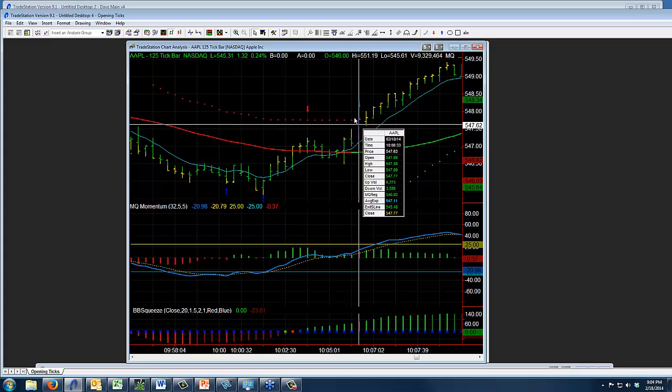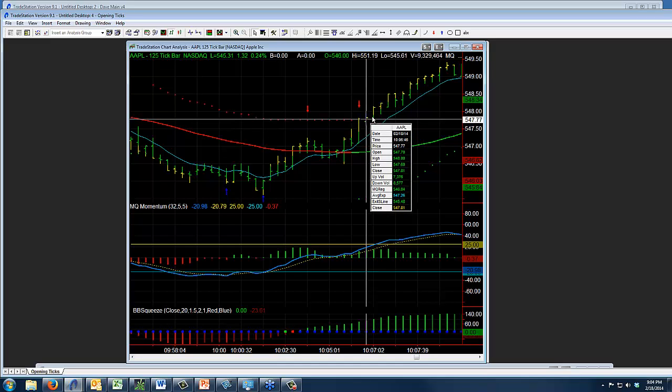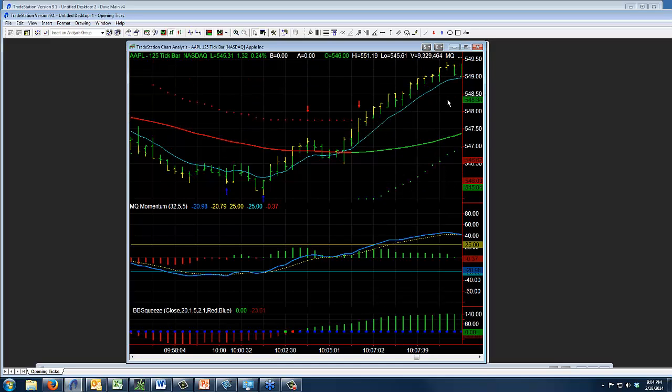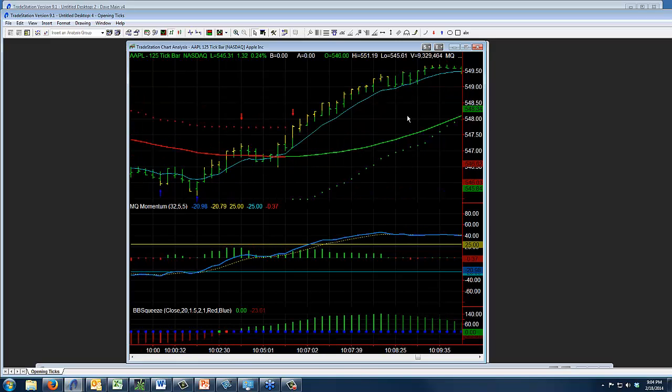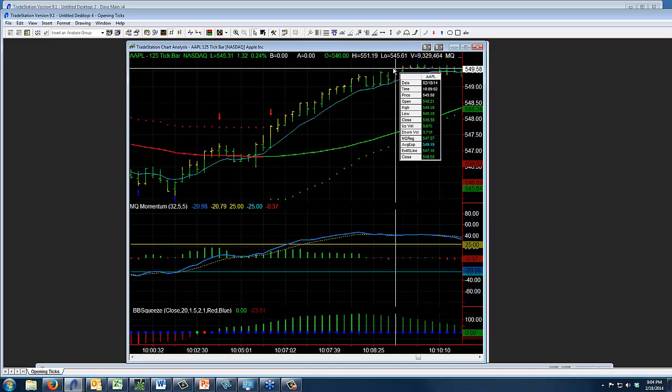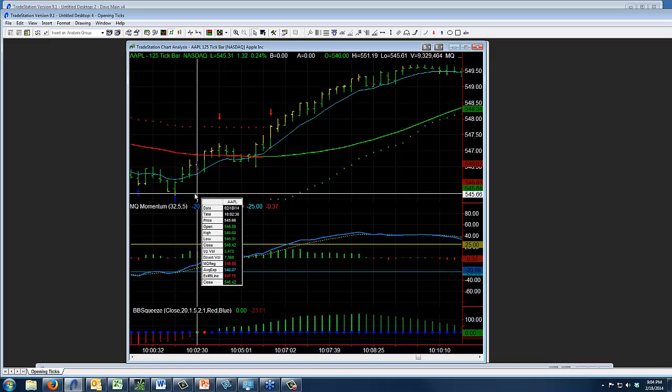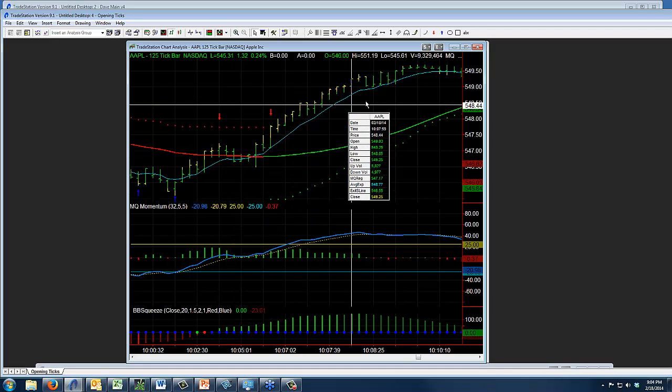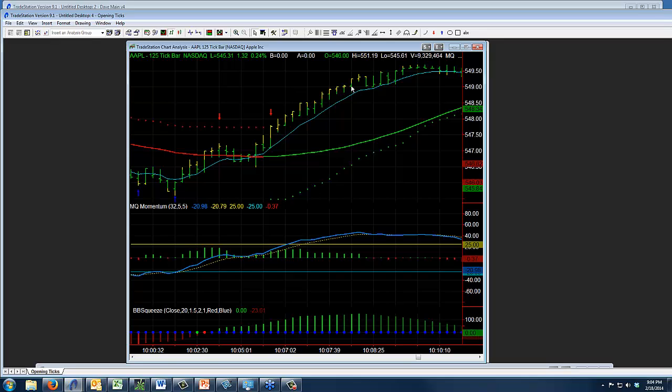And what's crazy, we got out of the position. What did it do? It kept running. And it kept running and running and running till it found some resistance at 49.5. So if you held it, it's 45.5 to 49.5. This is a $4 move here.